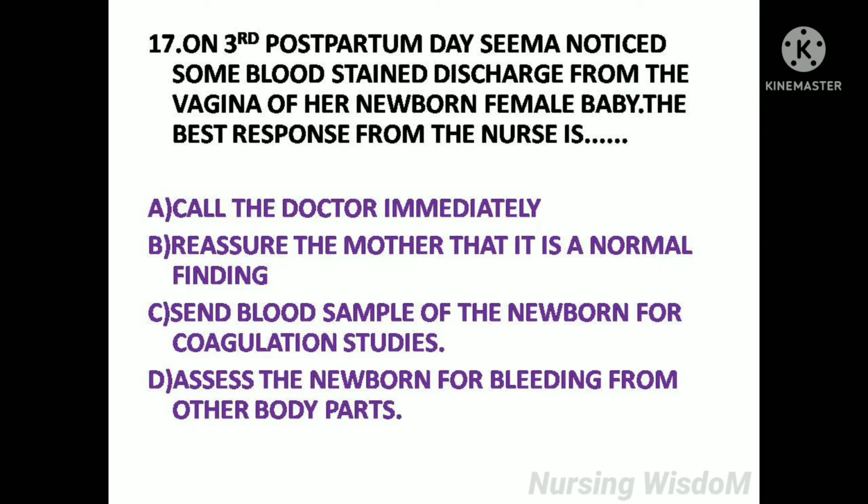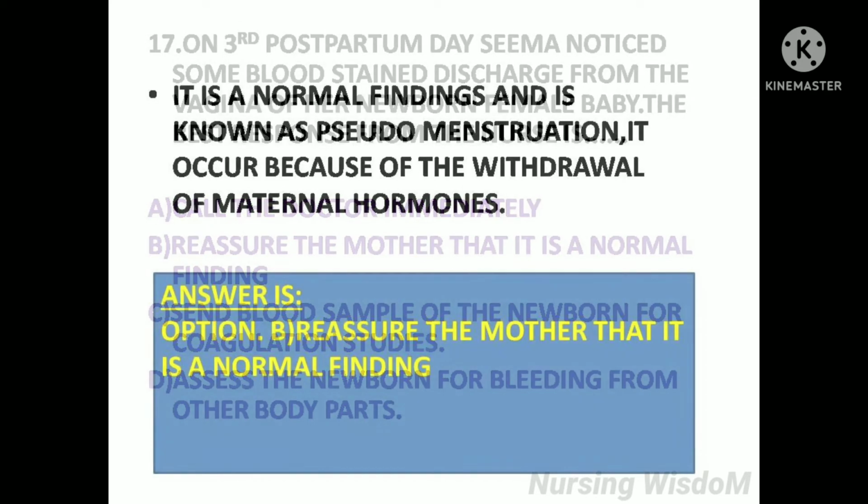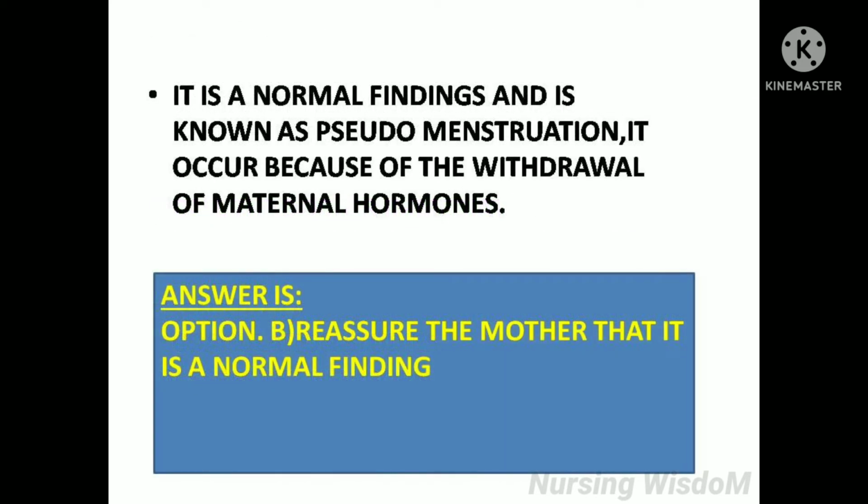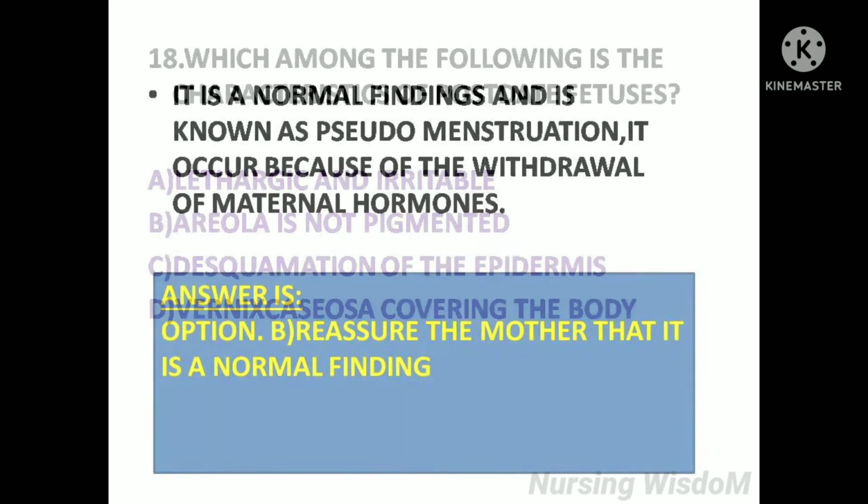Option D, assess the newborn for bleeding from other body parts. It is a normal finding and is known as pseudo-menstruation. It occurs because of the withdrawal of maternal hormones. So here the answer is option B, reassure the mother that it is a normal finding.